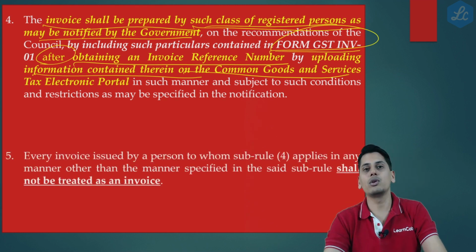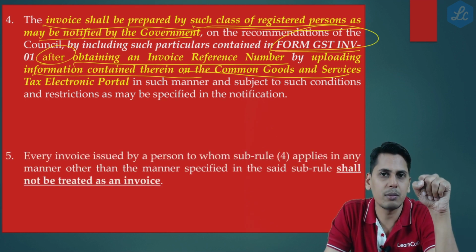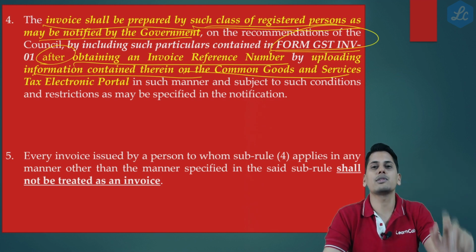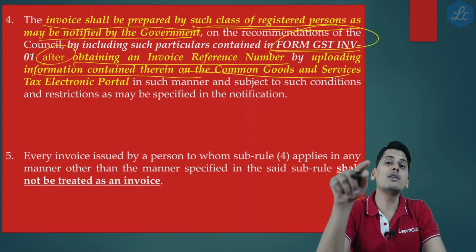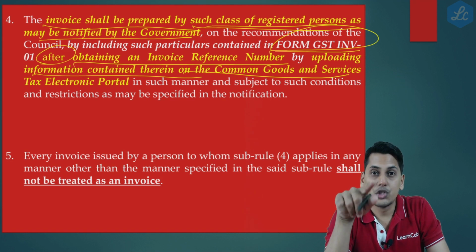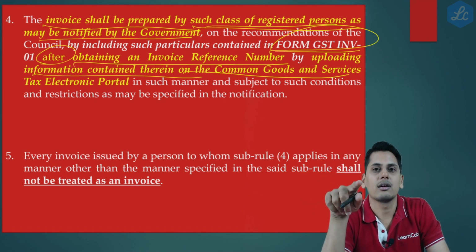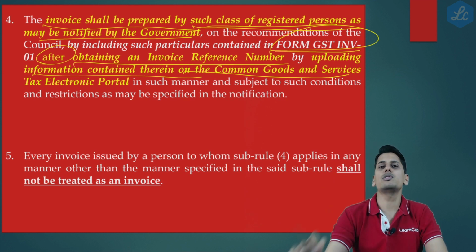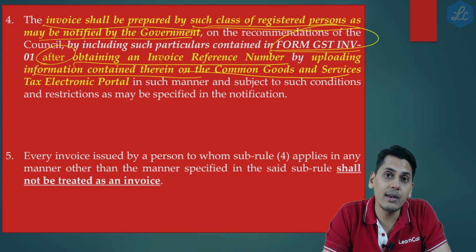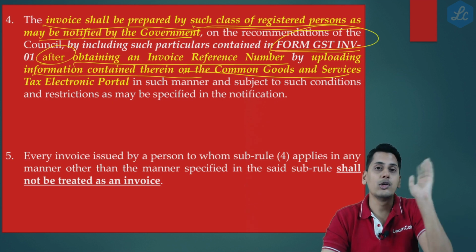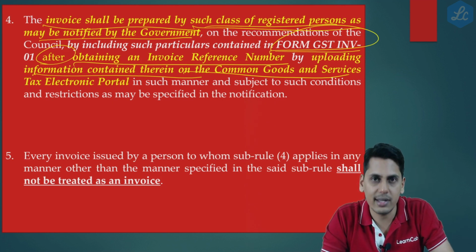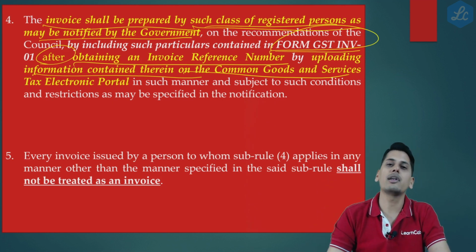Now friends, what if you don't do that? You are a registered person who is notified for the purpose of 48 sub rule 4. Your invoice should be prepared only after obtaining an invoice reference number from the common portal, but you fail to do so. You did not obtain an invoice reference number from the common portal. You prepare an invoice and give it to your recipient. Please read 48 sub rule 5.